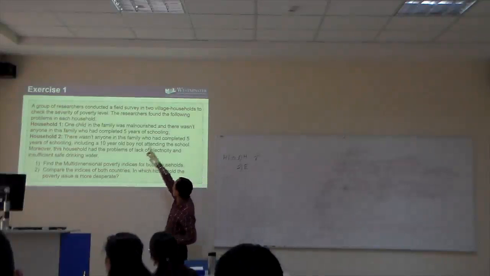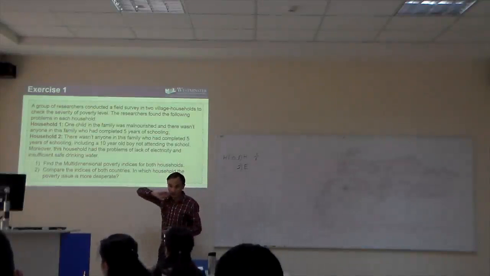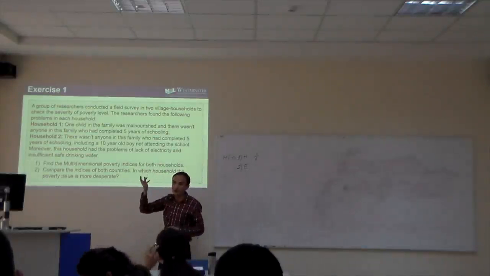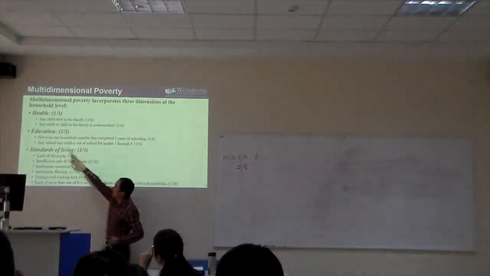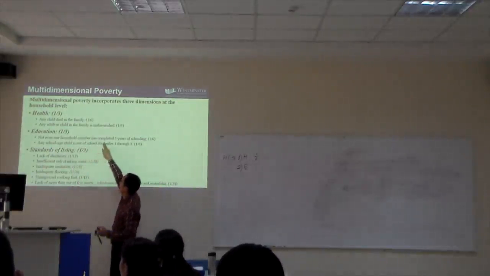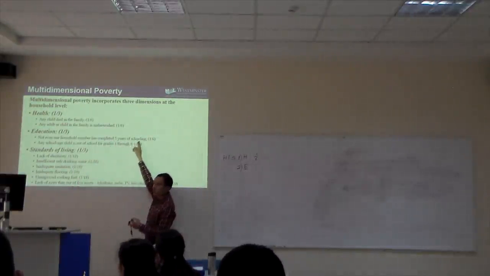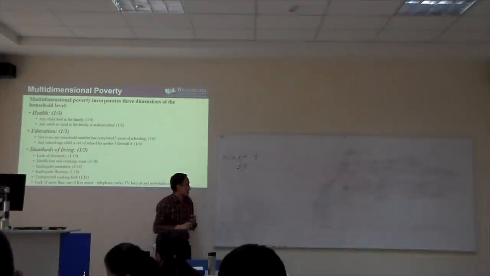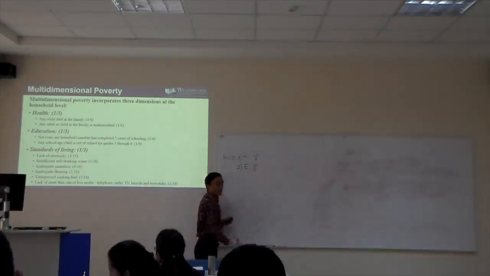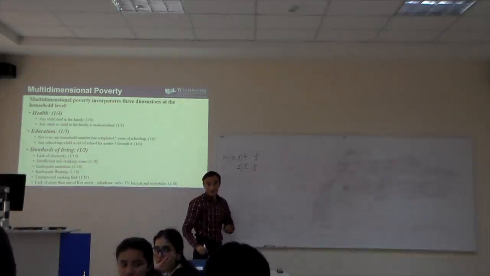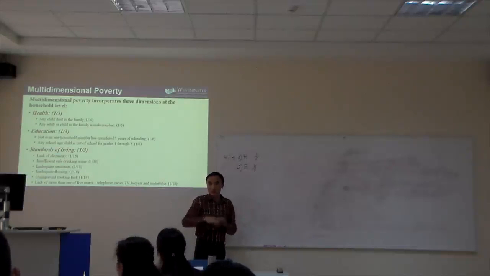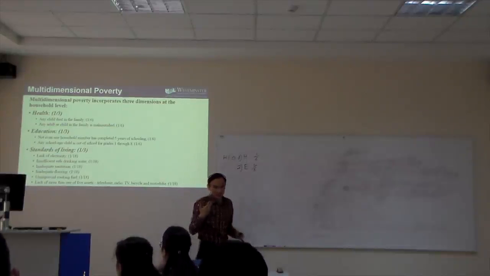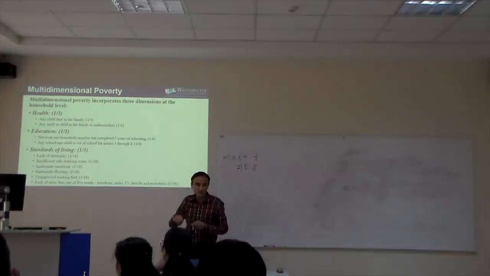Second issue is, in this family there isn't anyone who has completed 5 years of schooling. If you look again, education, not even one household member has completed 5 years of schooling. The weight is again 1 over 6. If one member of the family completes 5 years of schooling, we cannot consider it. If, let's say, there are 10 people in that household, but only one person completed, for example, 6 years of education, you ignore it.